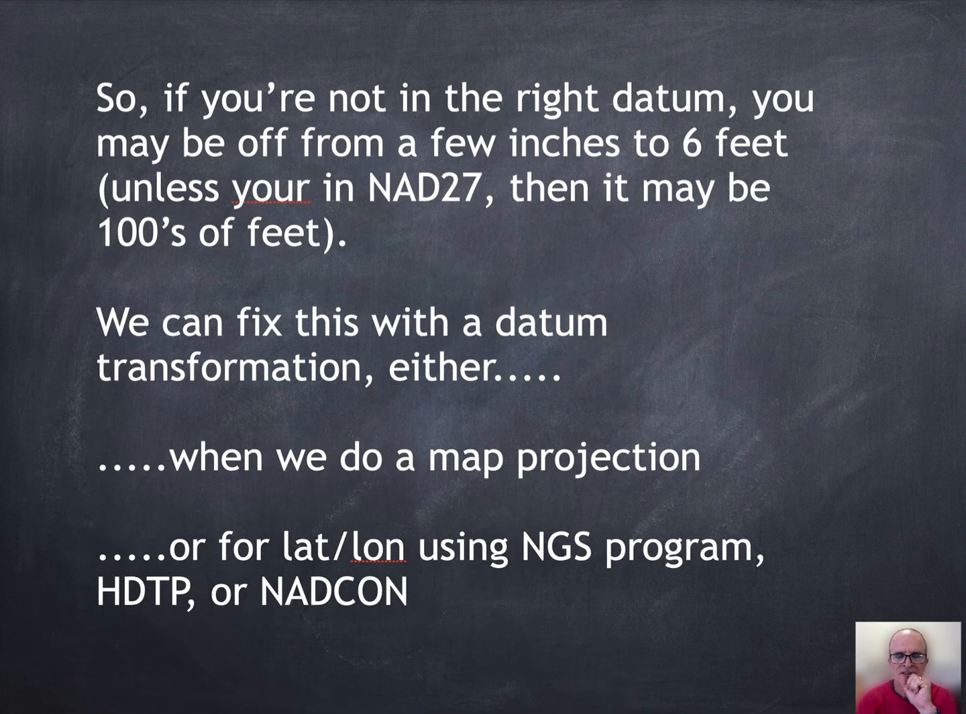If you're not in the right datum, you can be off by a few inches to tens of feet, well, 6 feet, unless you're going way back to the NAD 27, which we hardly see anymore. So we use this transformation to make sure we're going to be able to switch datum. Now, you can do this in a couple of ways. In this class, we're going to be doing it within ArcGIS. They bury the datum transformation inside the map projection process. So sometimes you do a projection, all you're really doing is datum transformation if you go from one geographic system to another. Or we can do it in these NGS programs I talked about, the HTTP and the NADCON.